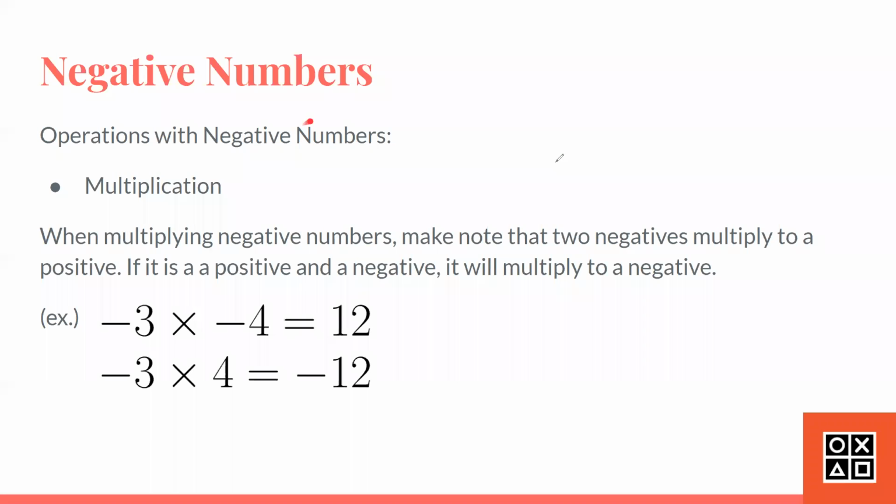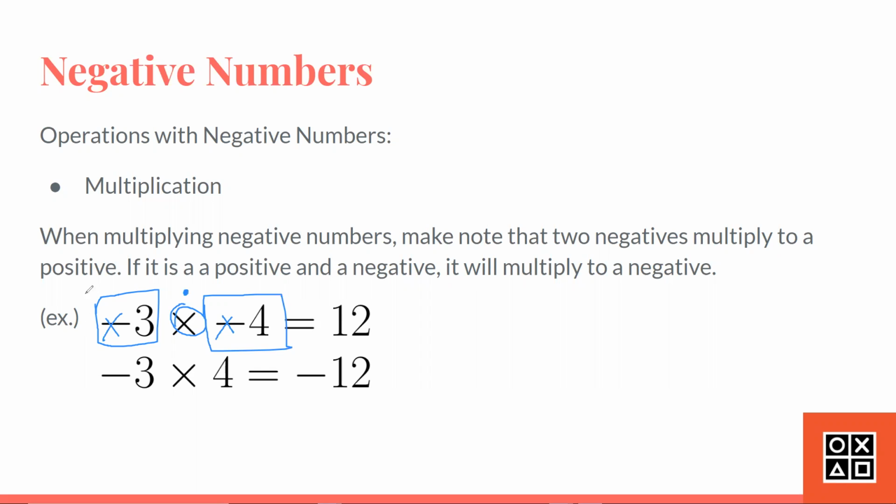Now we'll be talking about multiplication with negative numbers. When multiplying negative numbers, make note that the two negatives multiply to a positive. If it is a positive and a negative, it will multiply to a negative. What we mean by that is that if you look at this, this is a negative number, and this is a negative number, and you're multiplying it by this sign right here. Usually in algebra, you would use a dot, but right now an X is fine. And basically what happens is that these two signs just cancel each other out. So it would just be 3 times 4, which would just equal 12.